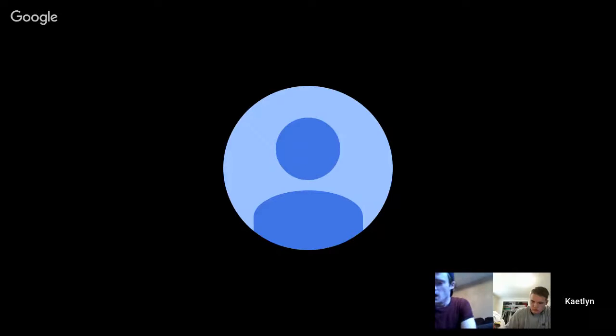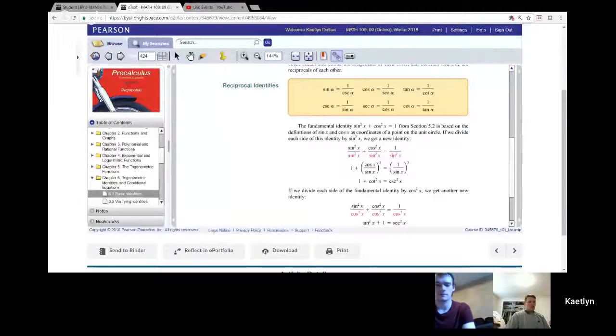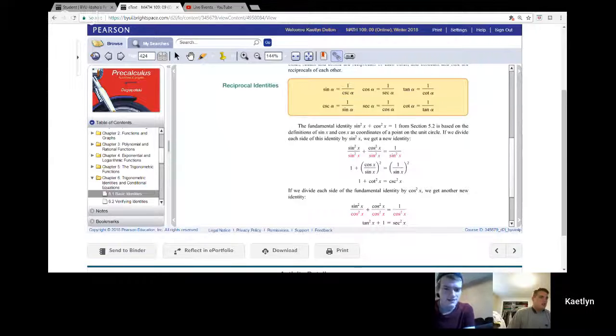Oh, guys, guess what I just found in the book? Something that could help us. Let me pull it up, one second. This right here: secant squared of x equals 1 plus cotangent of x. Where's that? That's on page 424 in section 6.1, basic identities. You want us to use all the chapters? I did not know that.